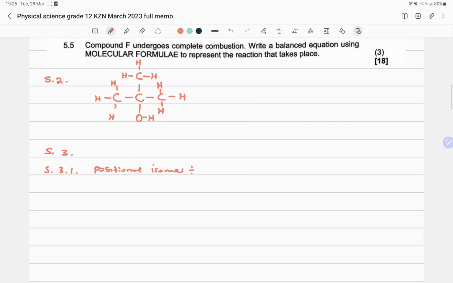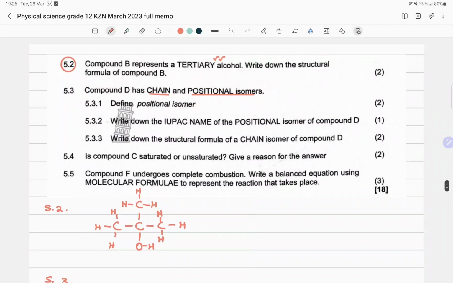A positional isomer basically is a different position of the functional group within a chain of an organic compound. So meaning these are the things that are one and the same, except that the position of the functional group is different. Write down the IUPAC name of the positional isomer of compound D.